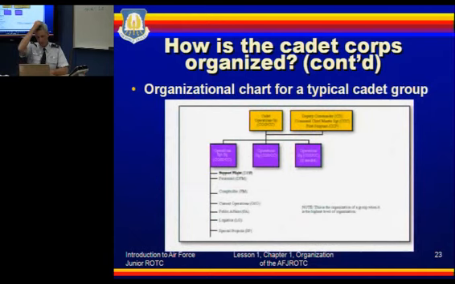You can see the deputy commander has money. Comptroller is called money person. You have public affairs. We have that. Logistics, special projects.